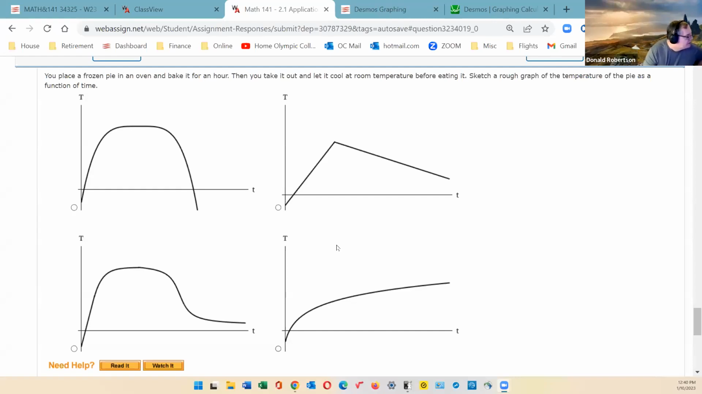It is a graph where the x-axis, the horizontal axis, represents time, and the vertical axis represents the temperature. So capital T is temperature, little t is time. And they have a story at the top. And one of these four graphs is going to be a good representation of what you would get. Right, so let's see. You place a frozen pie in an oven and you bake it for an hour. You then take it out and you let it cool, I guess on the kitchen table, until it reaches room temperature, and then you eat it, right?